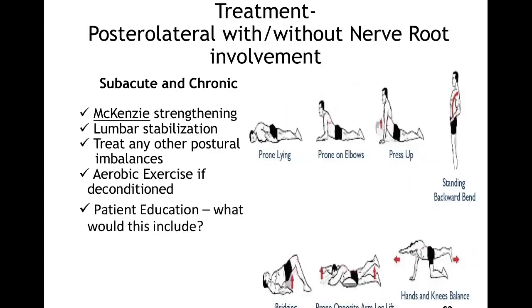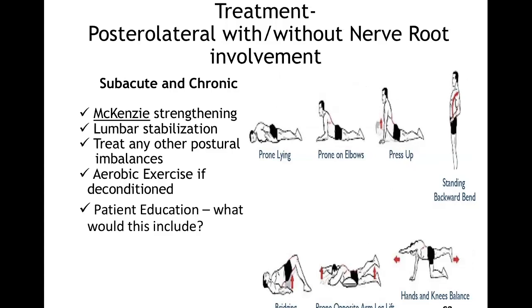Okay, so treatment for posterior lateral with or without nerve involvement. Now we're moving on to the subacute and the chronic stages. Subacute and chronic, we want to go ahead and continue with our McKenzie's strengthening exercises. So now we've stretched. Now we're going into McKenzie strengthening. We're going into lumbar stabilization exercises. You want to treat any other type of postural imbalances that the patient is having.